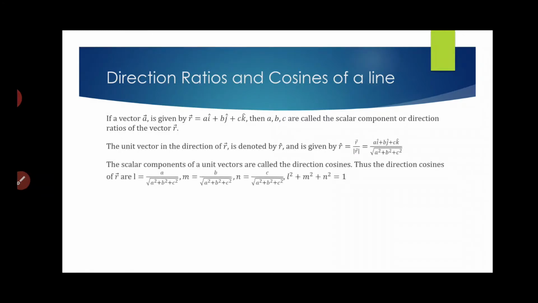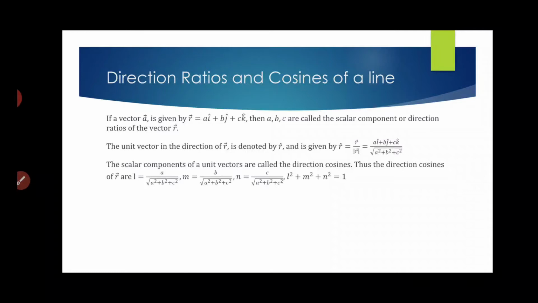Now, the components of the unit vector are a by root over a square plus b square plus c square, b by root over a square plus b square plus c square, and c by root over a square plus b square plus c square. These components are the direction ratios of the unit vector for sure, but as they are the direction ratios of a unit vector, they are given a special name, and they are called direction cosines. Now, why? We definitely explained that in our previous class.